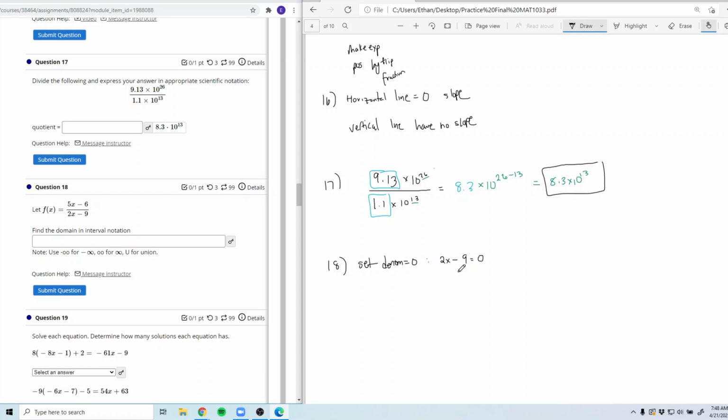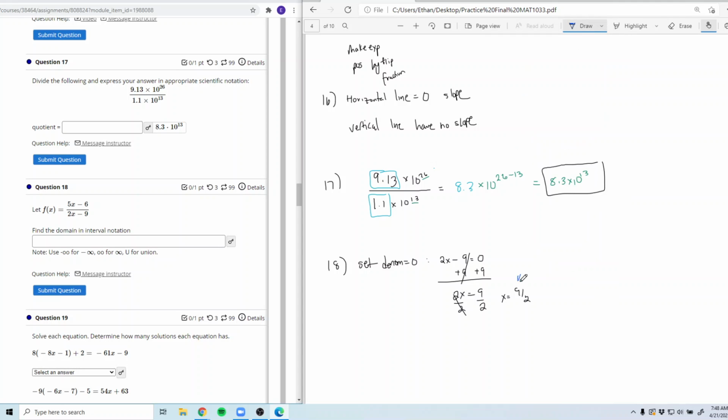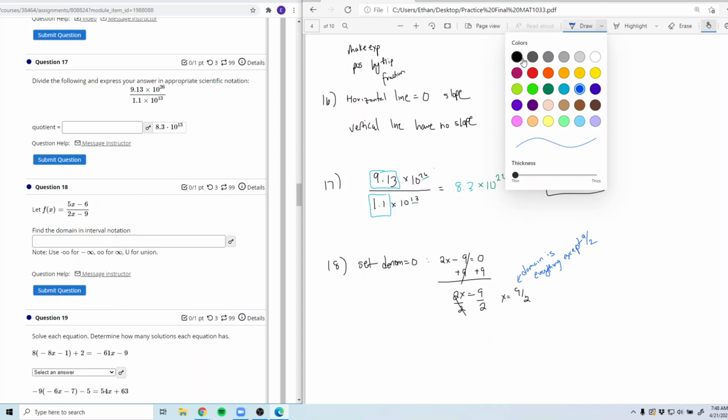Solve this. We have to add 9 on each side, we get 2x equals 9. And then we divide each side by 2. And we get x equals 9 over 2. Now, how do we use this? Our answer isn't 9 over 2. The domain is everything except 9 over 2. Right? Because what we just did, we figured out what number makes the denominator 0, and that's not allowed because you cannot divide by 0.